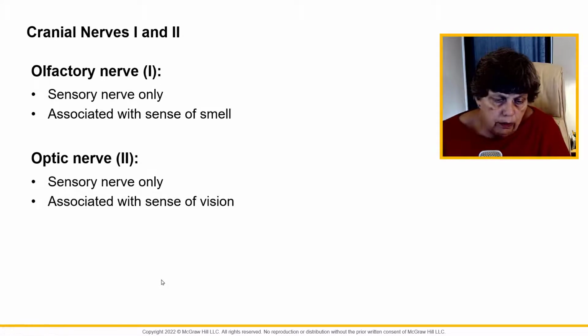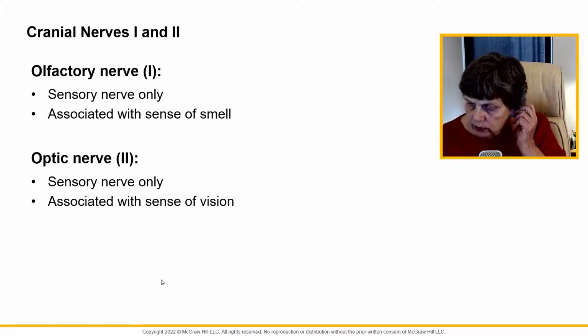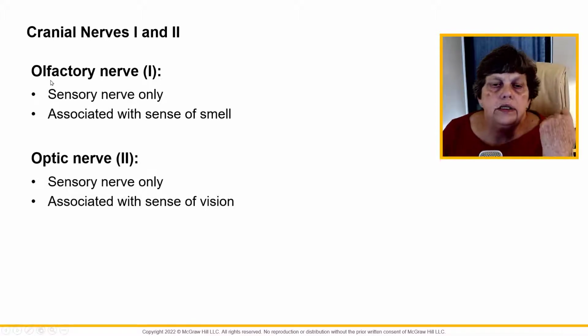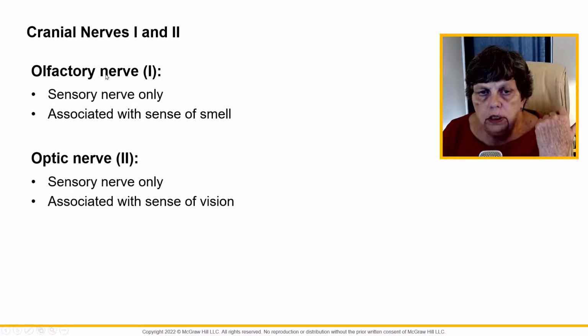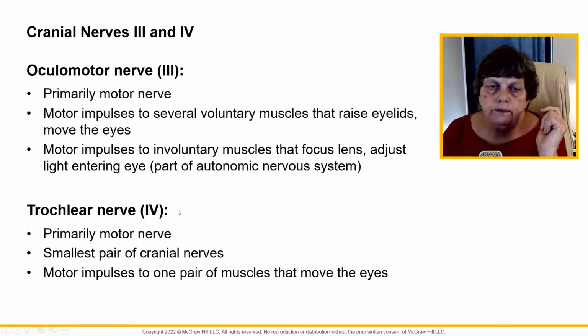The one I remember: On Old Olympus's Towering Tops, a Finn and a German Vended Some Hops. So it gives you the first letters. There are other mnemonics, but that's my particular one. So the cranial nerve 1 is the olfactory, obviously sense of smell. The optic nerve, number 2, again, these are sensory, sense of vision.